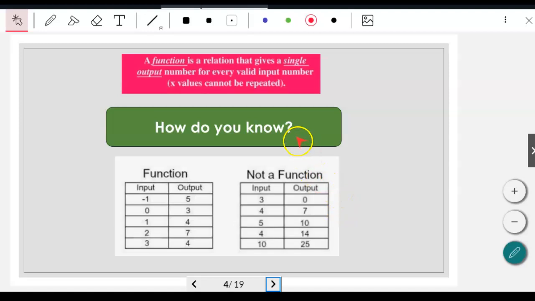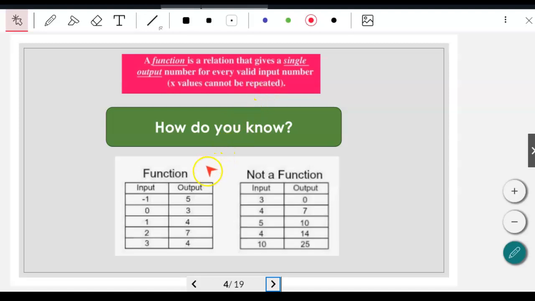So a function is a relation. Remember, we did the relation lesson. The relation is a set of ordered pairs. But here's the part that makes it a function: it gives a single output number for every valid input number. And just to simplify that, x values cannot be repeated. Okay, so it's a function if the x's do not repeat.